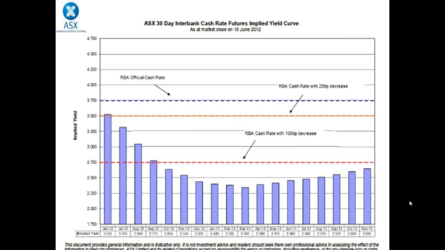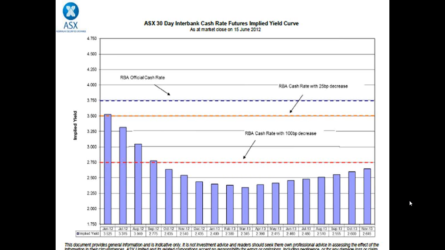Okay, so this is the ASX rate tracker. Now you can download this off the ASX website. We look at it quite often as it provides a bit of insight as to what the futures markets expect in regards to the RBA cash rate. I certainly wouldn't use it as gospel, but it's very good, strong indications at the moment that further rate drops from the RBA are likely.